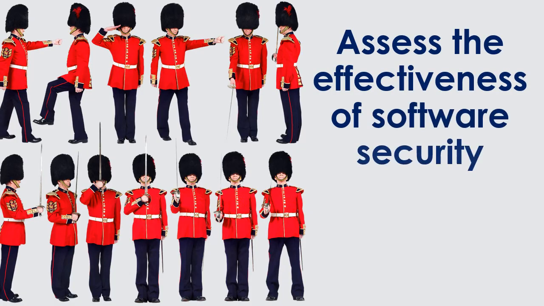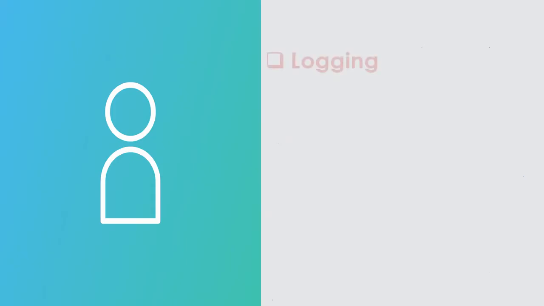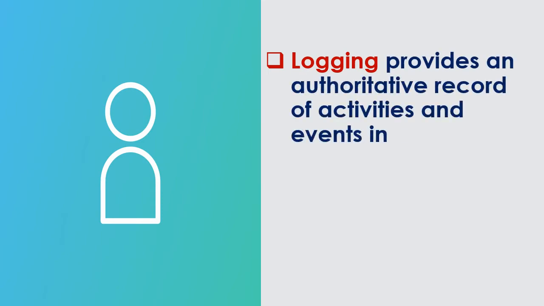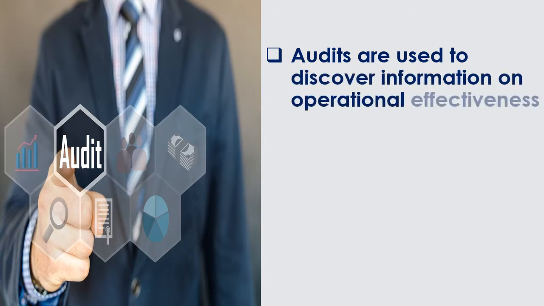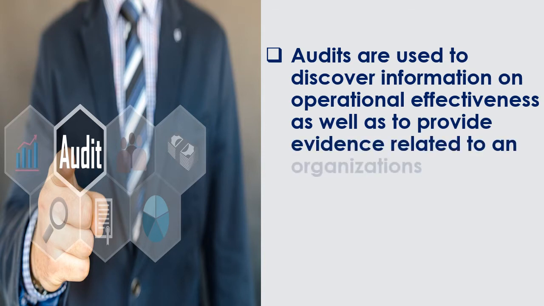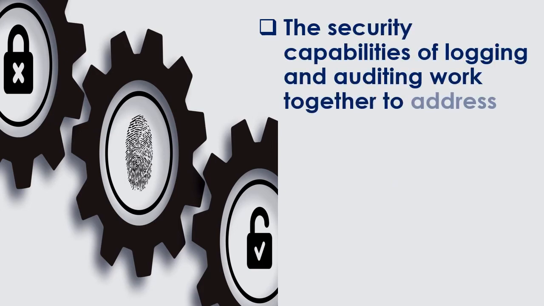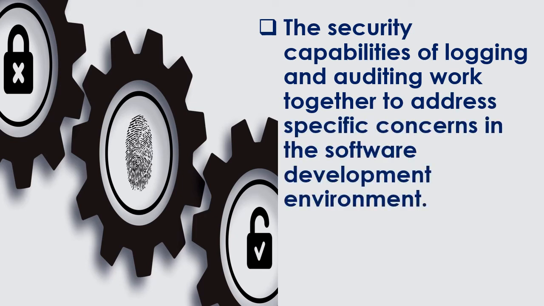Assess the effectiveness of software security auditing and logging of changes. Logging provides an authoritative record of activities and events in a system. Audits are used to discover information on operational effectiveness as well as to provide evidence related to compliance. The security capabilities of logging and auditing work together to address specific concerns in the software development environment.